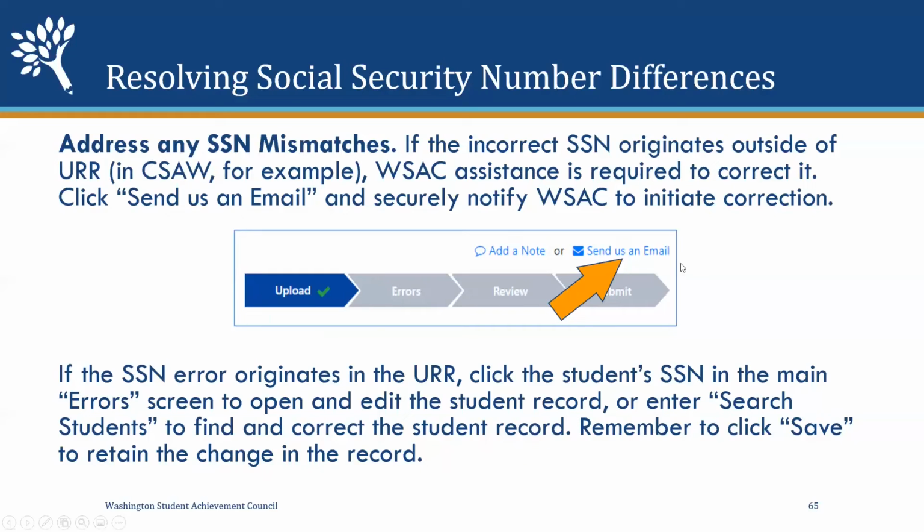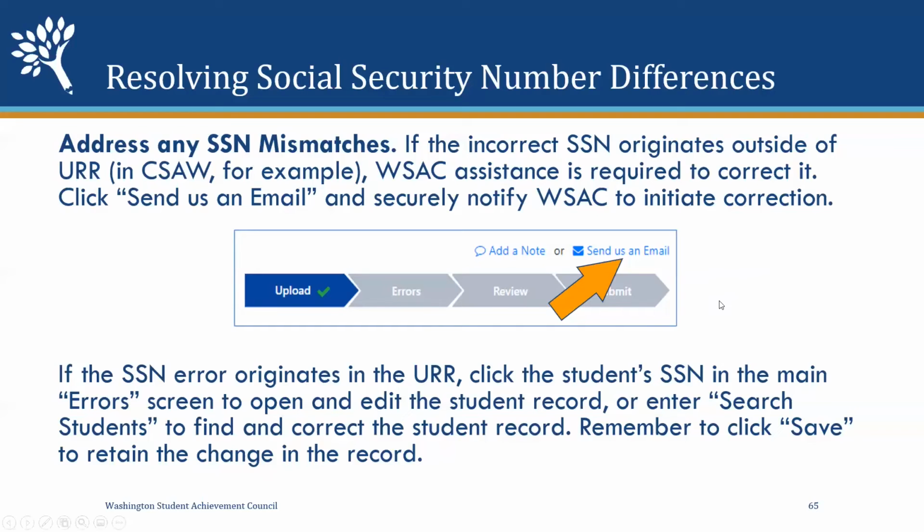There is a button that says send us an email. That will open up the secure email system, and then you can provide us with information about which student, what is the correct Social Security number, and indicate what was the incorrect one. Once you send that to us, we'll initiate that correction with our IT staff, and then as soon as that correction has been made, it will clear from the unit record.